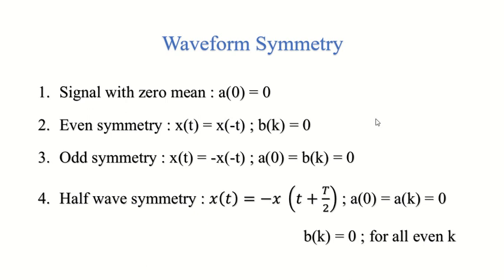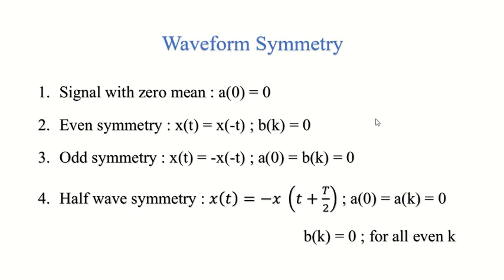Then the third one is called odd symmetric signals, and again the signal will be called odd if the value of x of t is equal to minus x of minus t. So again your signal has to fulfill that condition in order to indicate odd symmetry in itself.